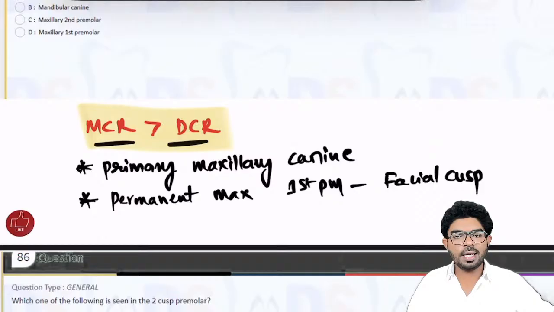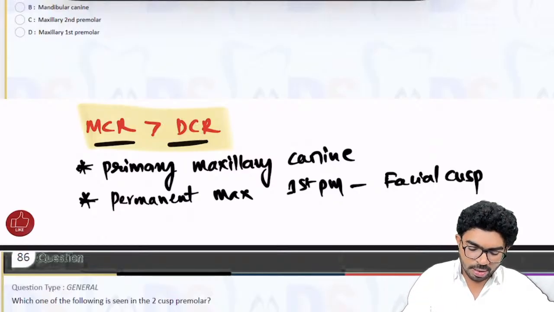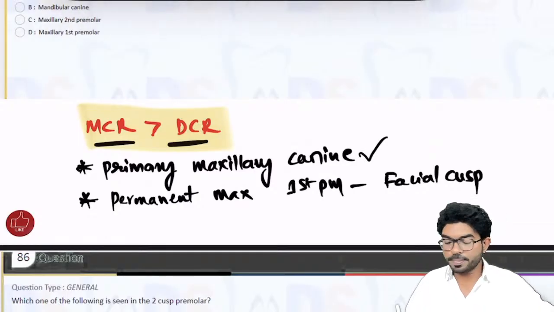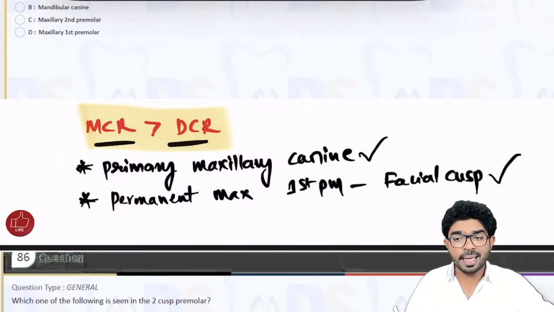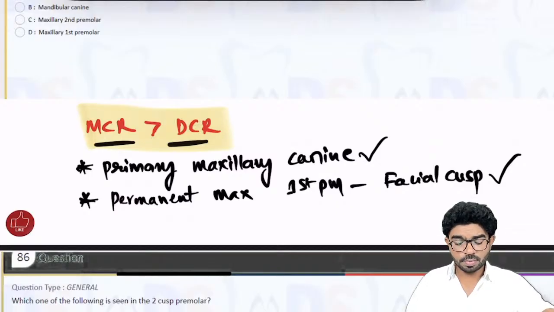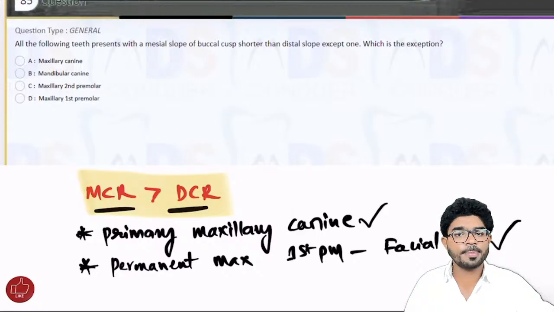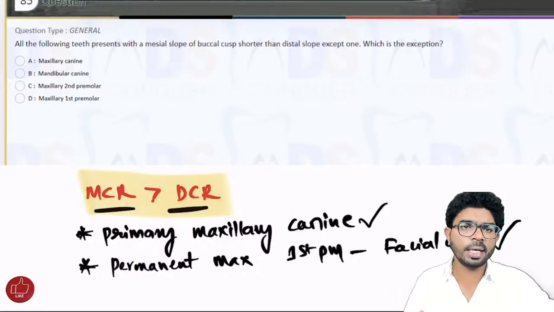Mesial cuspal ridge is more than distal cuspal ridge in the case of two teeth. One is the primary tooth, that is your primary maxillary canine. The second one is the permanent tooth, that is your permanent maxillary first premolar. That is more talking about the facial cusp. These are the two teeth where your mesial cuspal ridge is going to be larger than the distal cuspal ridge, whereas for the rest of the teeth, the reverse is going to be true.